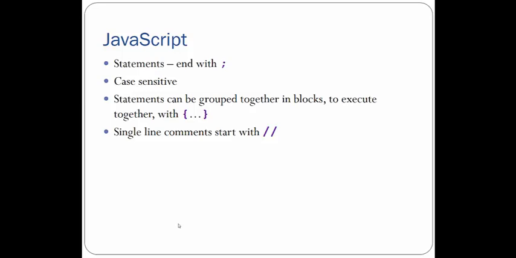Statements are grouped together in what we call blocks, and this allows a grouping of code to execute together. And we saw that with the function message. We saw the example of the curly braces, one being the begin and one being the end.